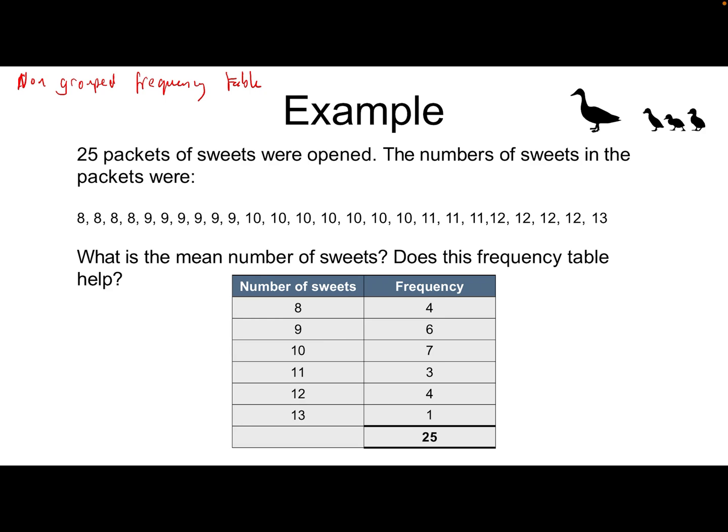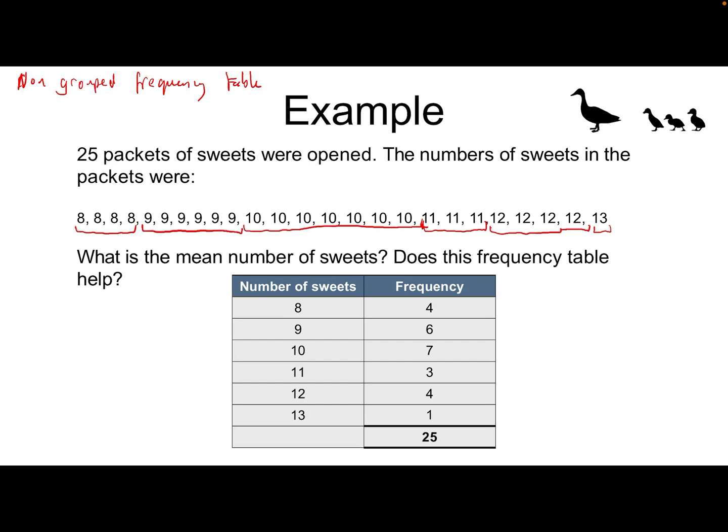So all they've done is they've said, okay, there were 4 occasions where there were 8 sweets. So that frequency means how many times does that happen? 8 sweets happens 4 times. 9 sweets happens 6 times. 10 sweets happens 7 times. Okay, 11 sweets happens 3 times. So 12 sweets happens 4 times. 13 happens once. Just go back here and let's just split them up. So that'll be helpful in a minute.